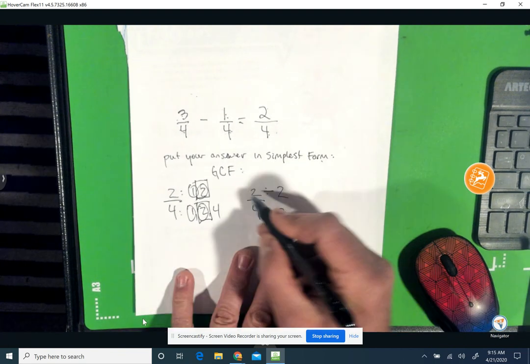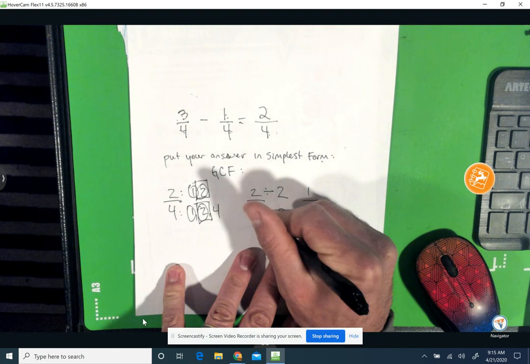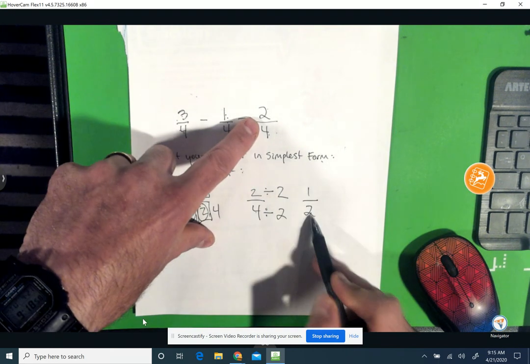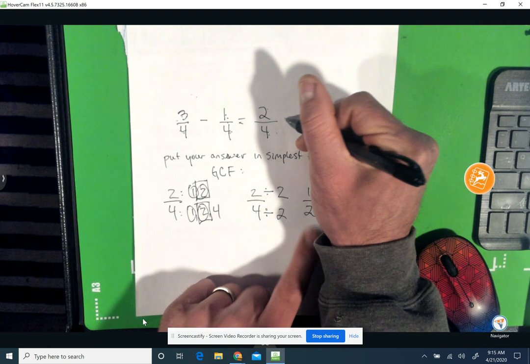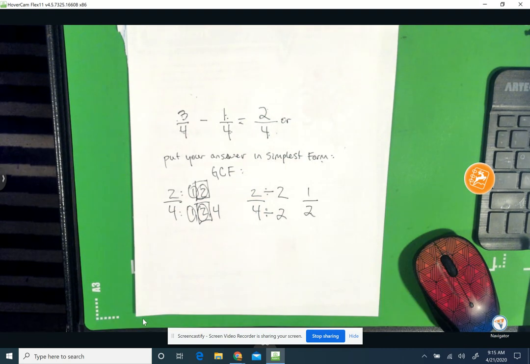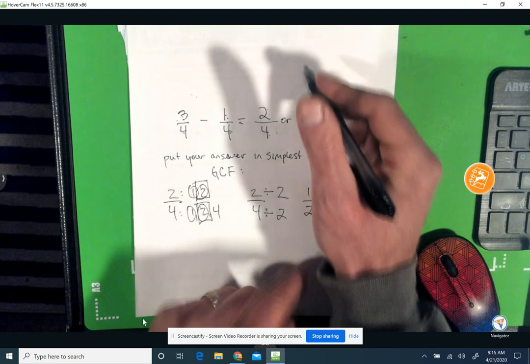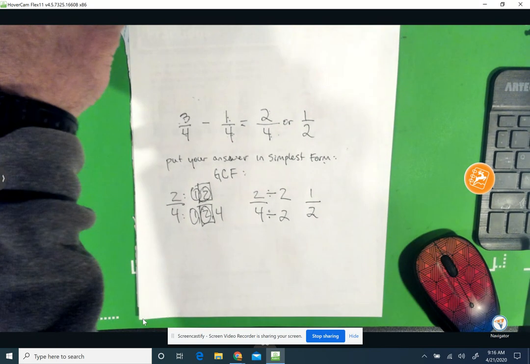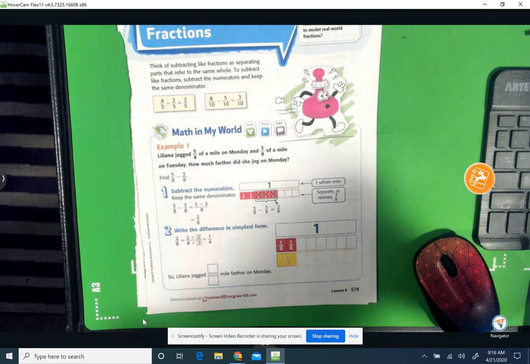And when we do that, 2 divided by 2 is 1. 4 divided by 2 is 2. We get our answer, 2/4 in simplest form. So we represent this as 2/4 or 1/2. Okay? All right, let's do a few practice problems here.